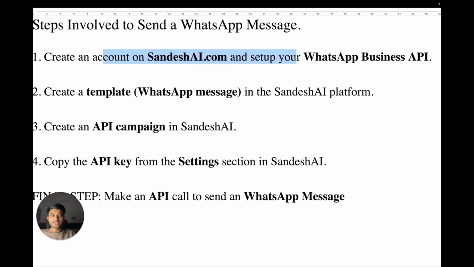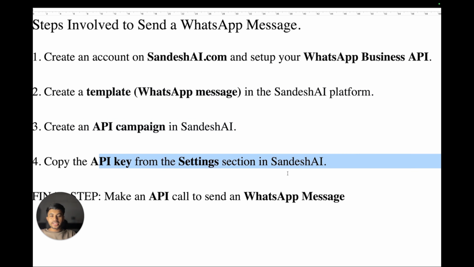First, we need to create an account in Sandesh AI and set up our WhatsApp Business API. Then we need to create a WhatsApp template message in the Sandesh AI platform. After that, we need to create an API campaign in Sandesh AI, which is basically a wrapper of that WhatsApp template message. Fourth step, we need to copy the Sandesh AI API key in the settings section. And the final step will be to make an API call and send that WhatsApp message.